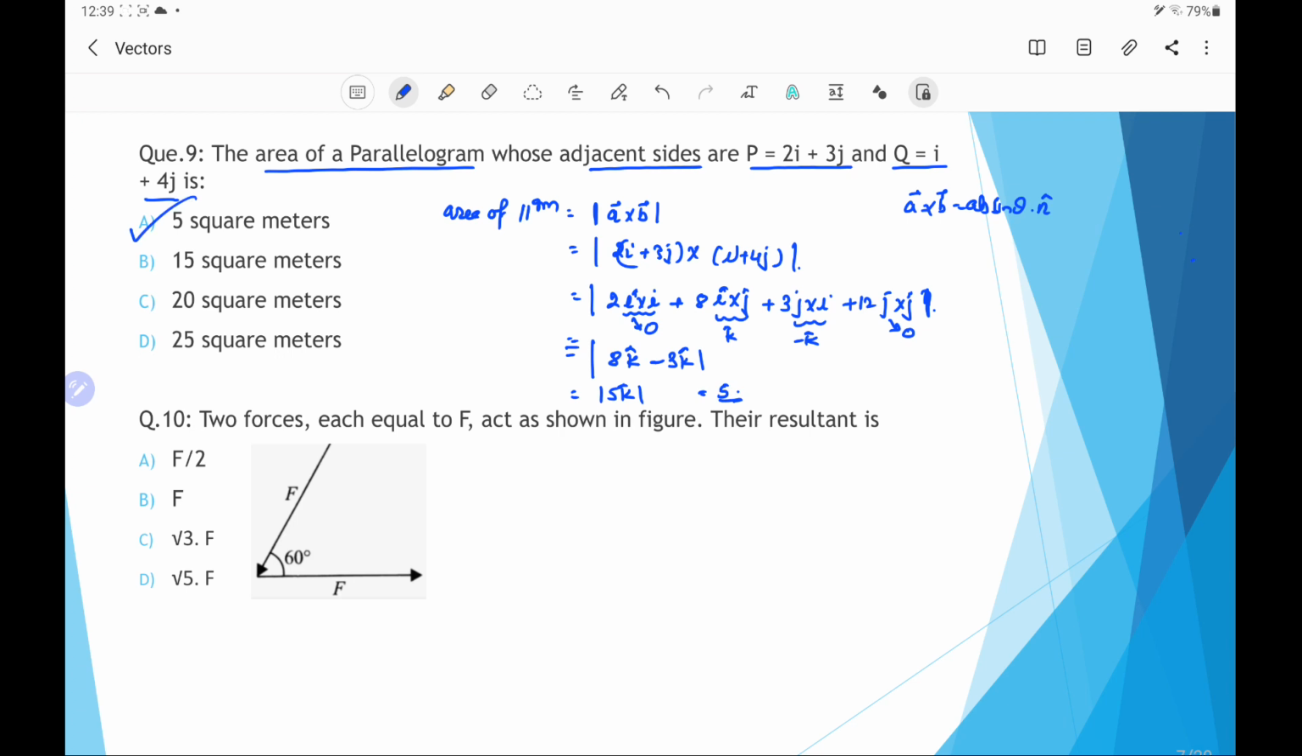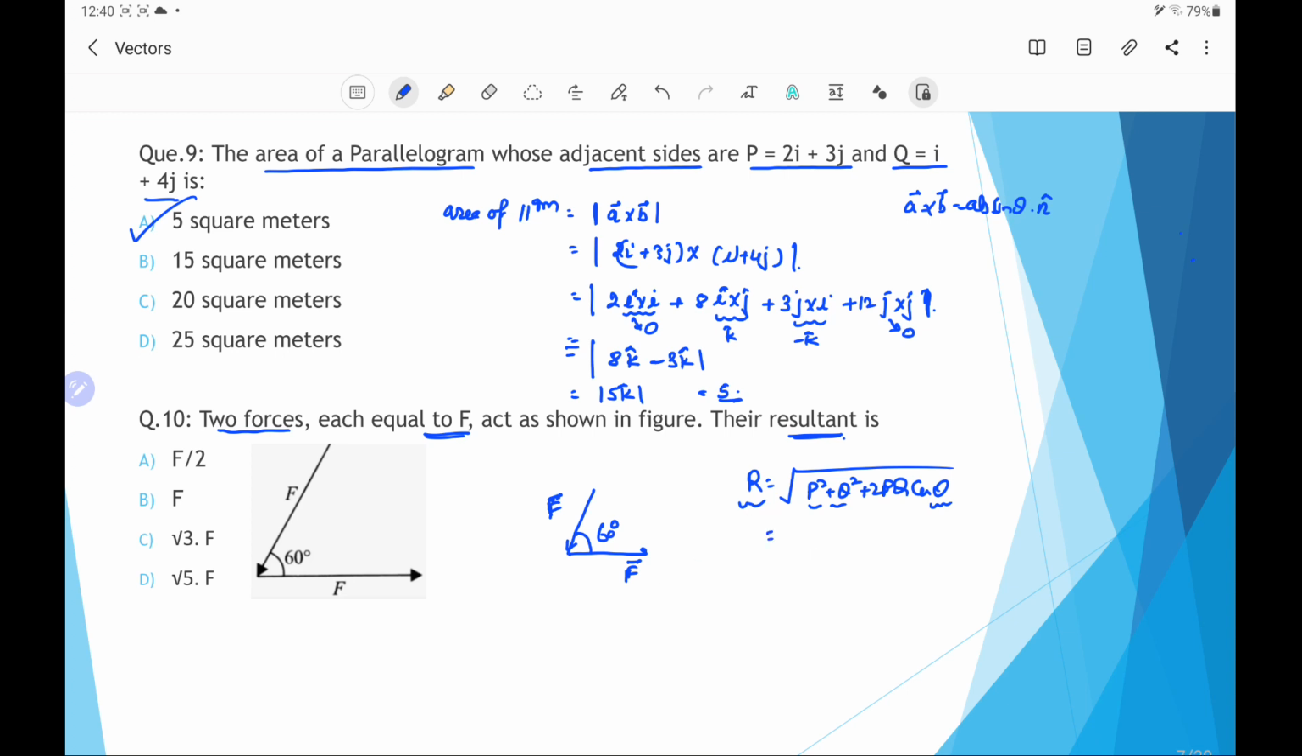Question number 10 is two forces, each of value F as shown in figure. The resultant is. Here two forces are shown. One of the force is F and another is also having the magnitude F, and angle shown is 60 degree. Using the formula that R equal to root P square plus Q square plus 2PQ cos theta, where P and Q are the two vectors having the angle between them is theta, then resultant of these two vectors is R.